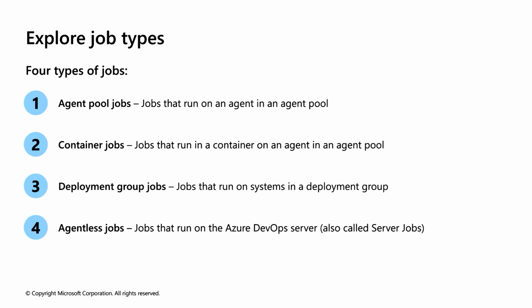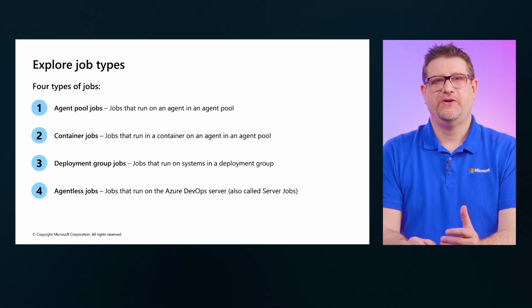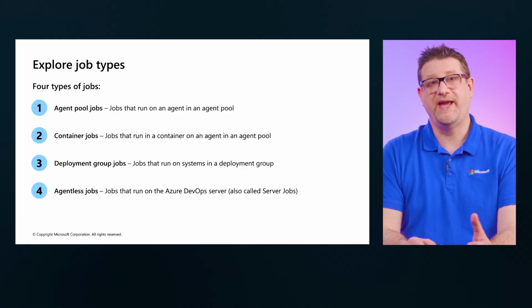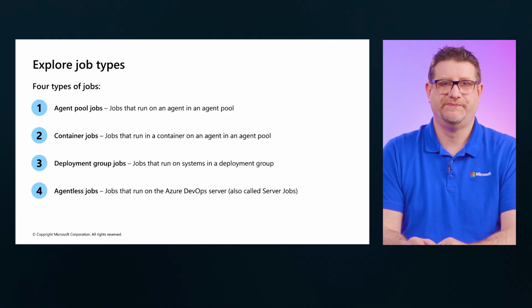Understanding these job types helps us pick the right tool for our pipeline. For example, if you need to build and test in a consistent environment, container jobs are a solid choice. If you're deploying to a group of servers, deployment group jobs make that process much smoother. And for tasks that don't need a dedicated agent, agentless jobs keep things simple. Choosing the right job type ensures your pipeline is efficient, reliable, and tailored to your project's needs.